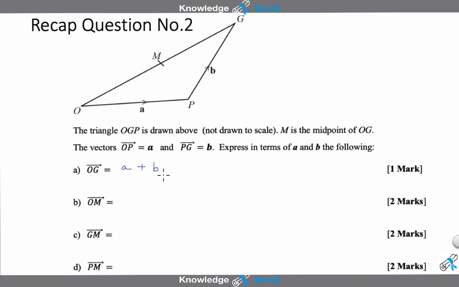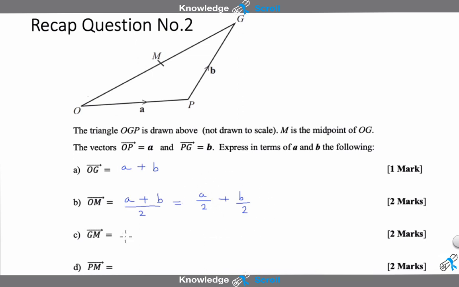Following on from that, we are asked now to find out the vector OM. Now it says in the question that M is the midpoint of OG, meaning the halfway point of OG. So if I take my previous answer and I divide it by 2, that should give me my answer for OM. So I can take the previous answer, A plus B, and divide it by 2. Now in most cases, it may be more appropriate to write your answer like this, where you have A on 2 plus B over 2. Either way you would be correct, but it might be better to represent your answer like this.